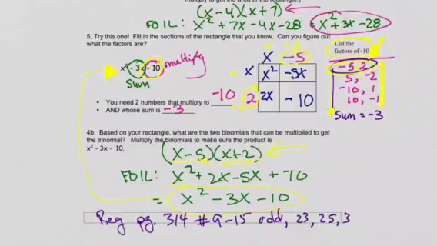25, and 35. And you guys, when you do these, be sure that the polynomials are in descending order before you start trying to factor them. Okay? Great. Give it a try.